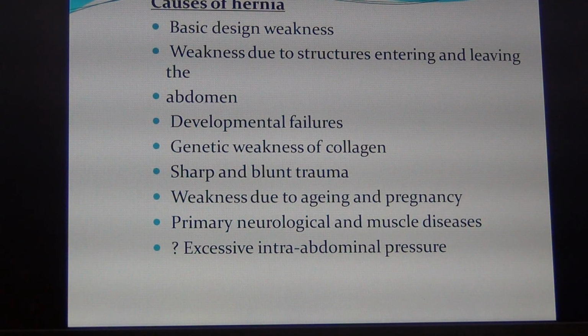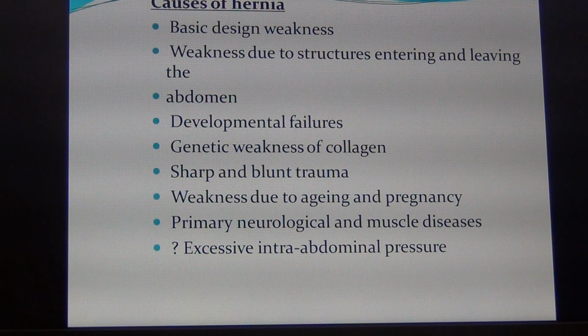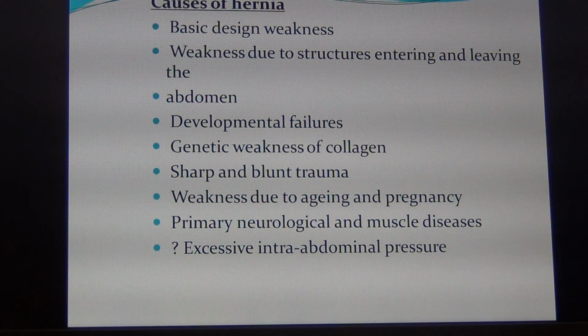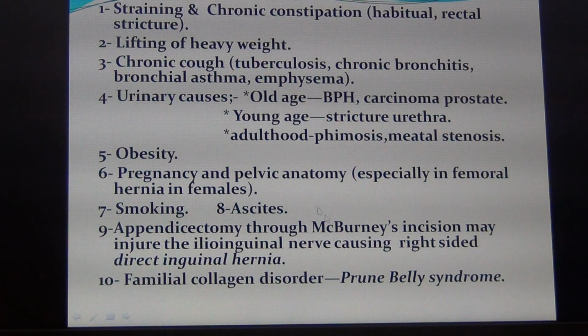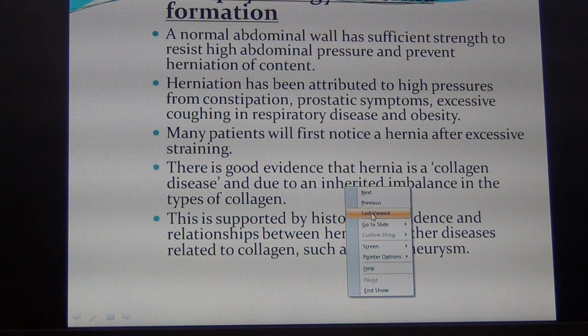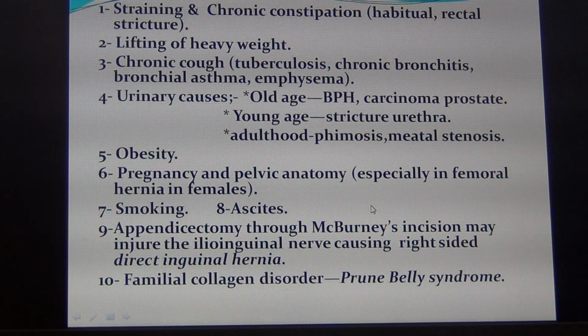Primary neurological and muscle disease: any muscle disease and neurological disease that leads to weakness of the muscle may lead to development of hernia. And lastly, excessive intra-abdominal pressure. Anything inside the abdomen which leads to increased intra-abdominal pressure, which we will discuss later on. So the main etiology is straining and chronic constipation, habitual rectal stricture, anything that leads to straining during passing motion or passing water.